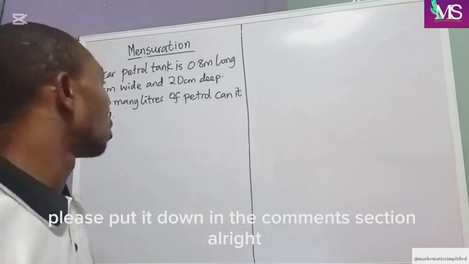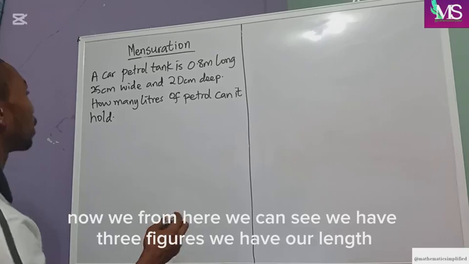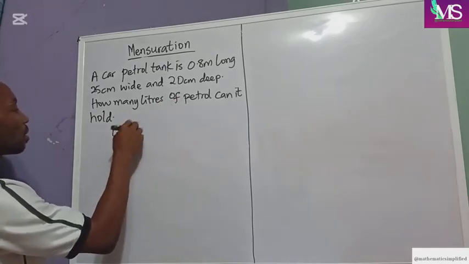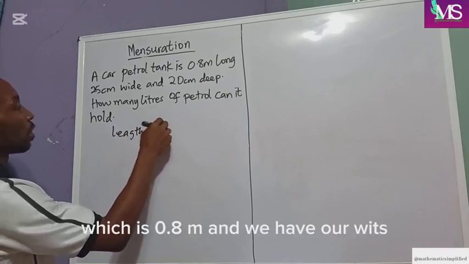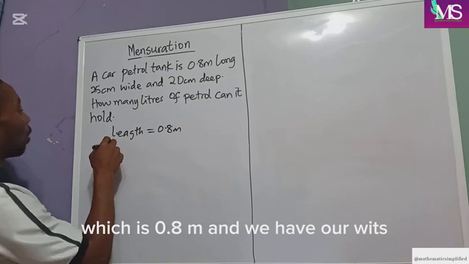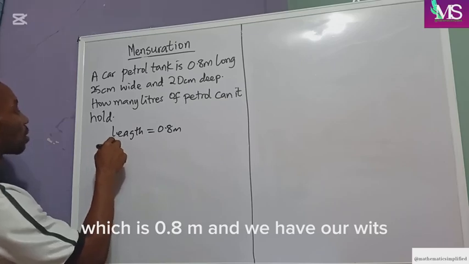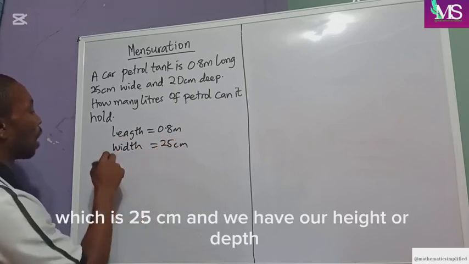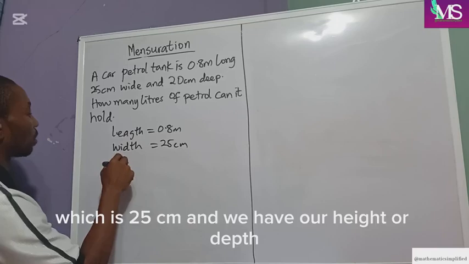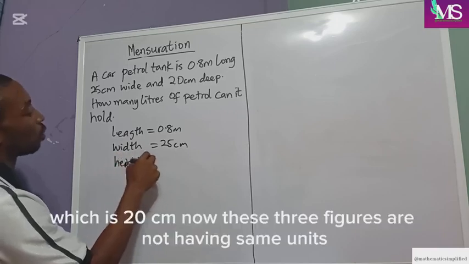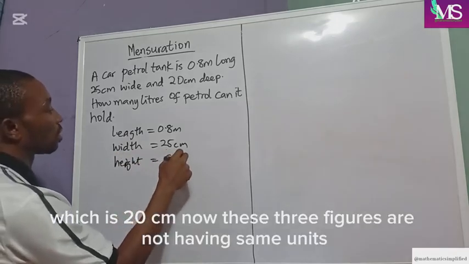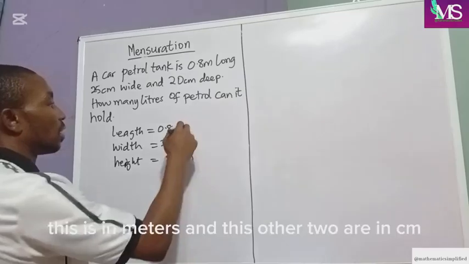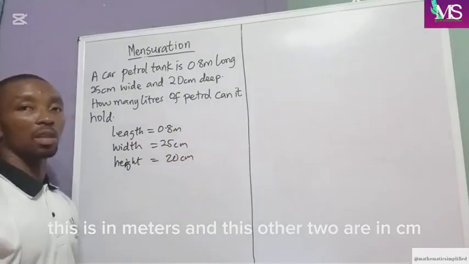All right, now from here we can see we have 3 figures. We have our length, which is 0.8 meter, and we have our width, which is 25 cm, and we have our height or depth, which is 20 cm. Now these 3 figures do not have the same units. This is in meters and the other 2 are in cm.